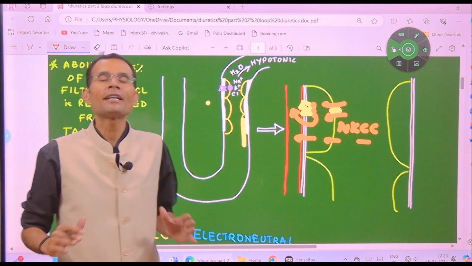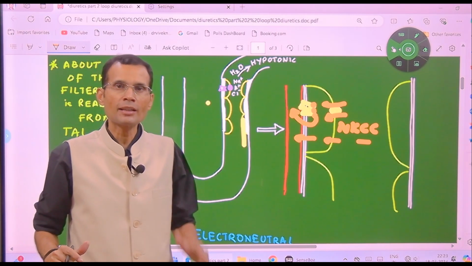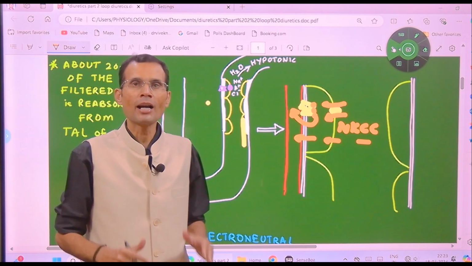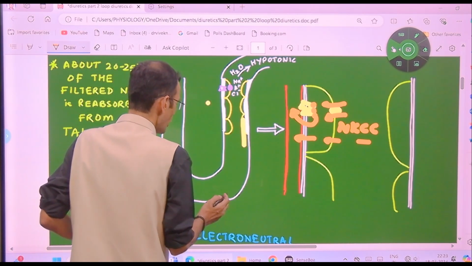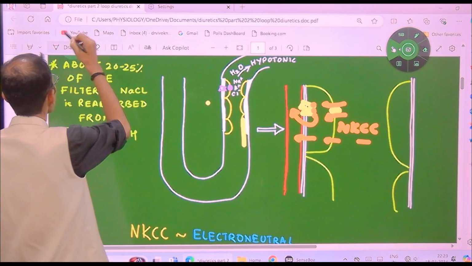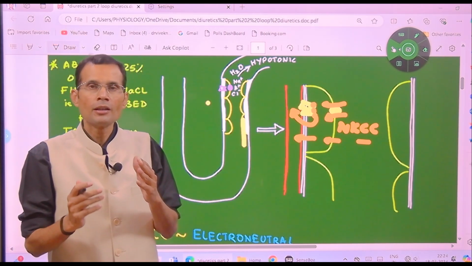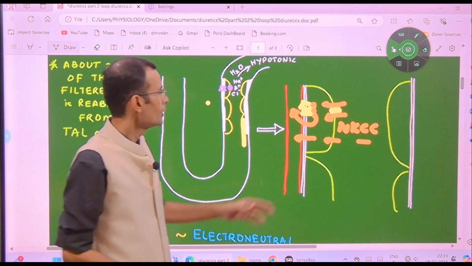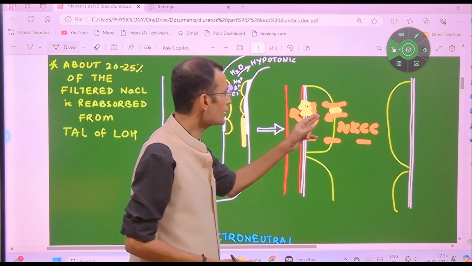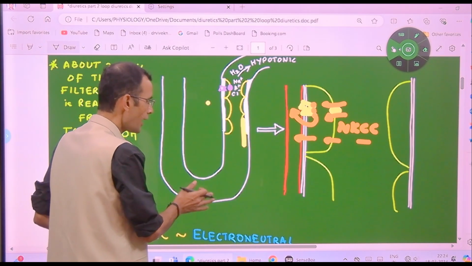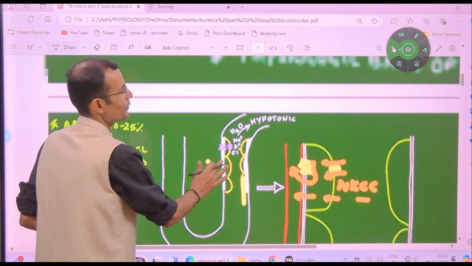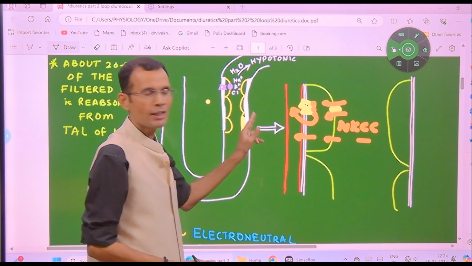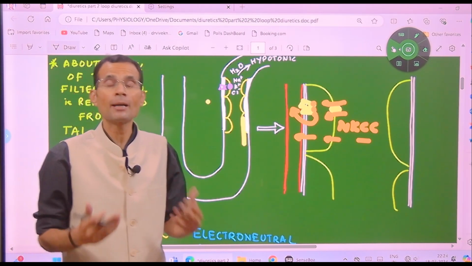Now coming to the fascinating part, and that fascinating part is potassium recycling. Yes, you heard it right, potassium recycling. Look, this transporter is causing reabsorption of sodium and chloride. What about potassium? Potassium also entered the cell. What happens to it next? Well, this potassium does not leave the cell from the other side, and it is not reabsorbed into the blood.